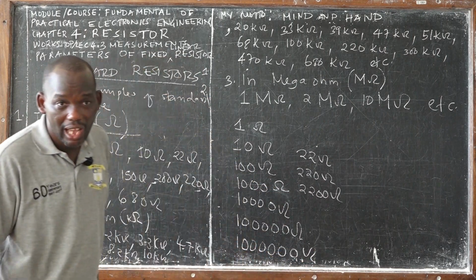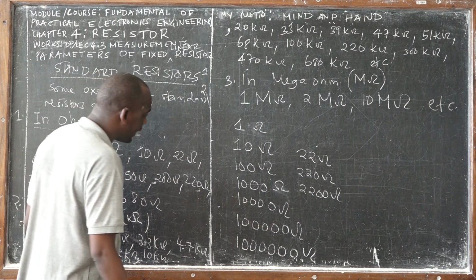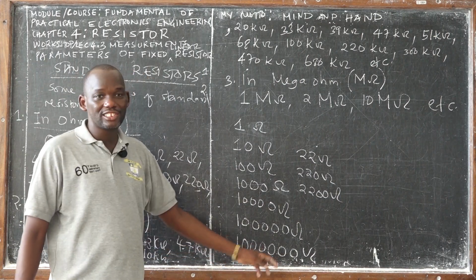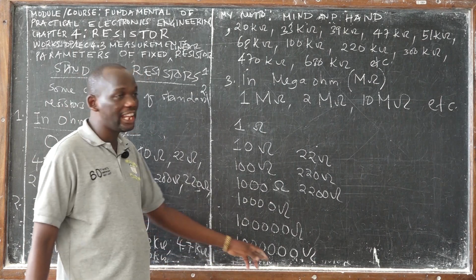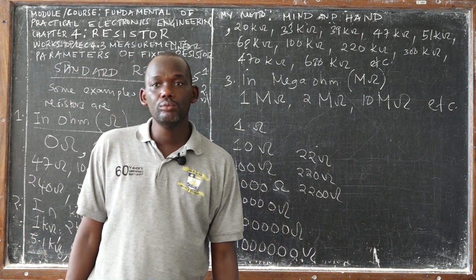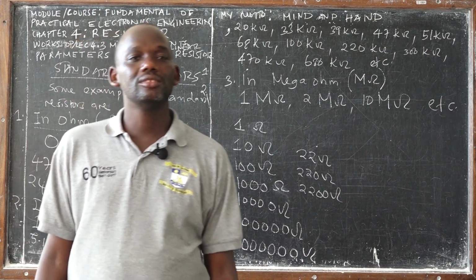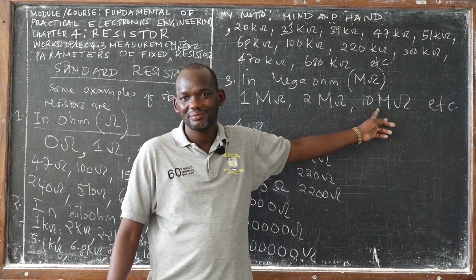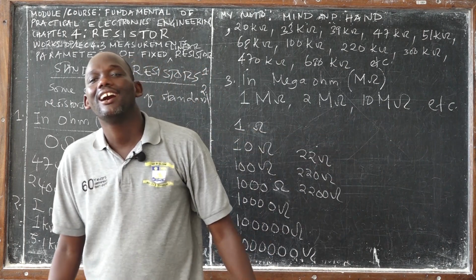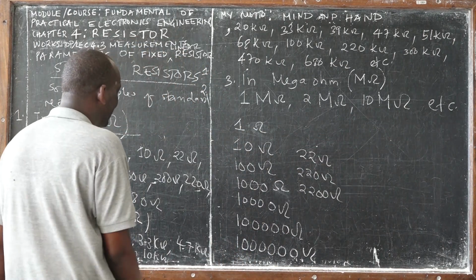Are we together? But also we can add another 0. If we add another 0, we have what? 10 million ohm. Corresponds to how many mega ohm? 10 mega ohm. Where is it? This one. Are we together? Yes. So then let us continue.